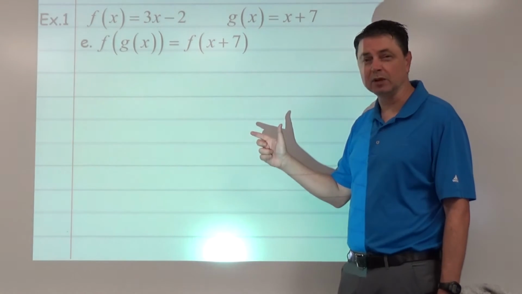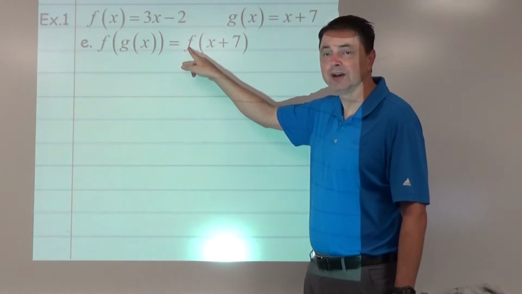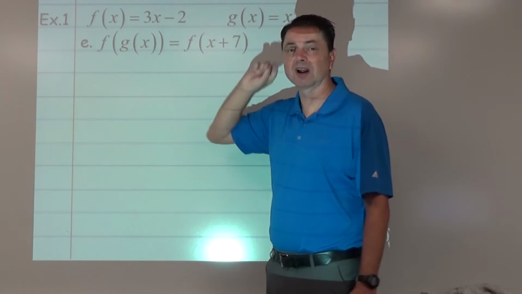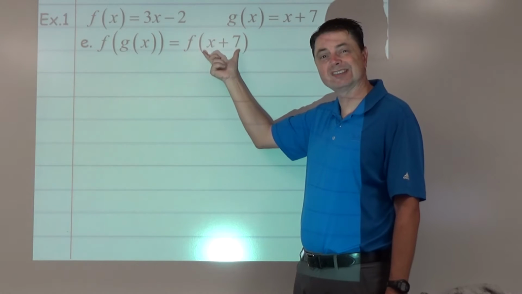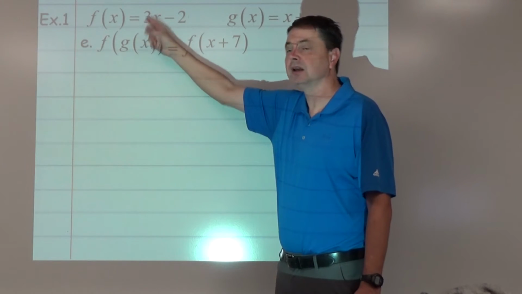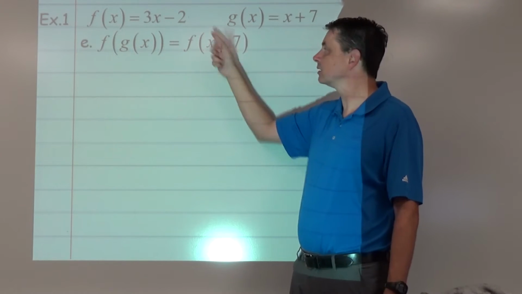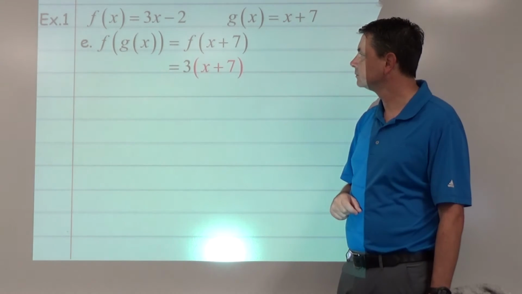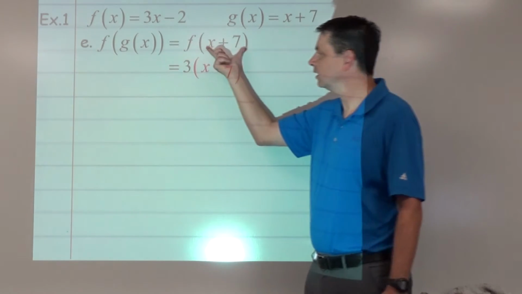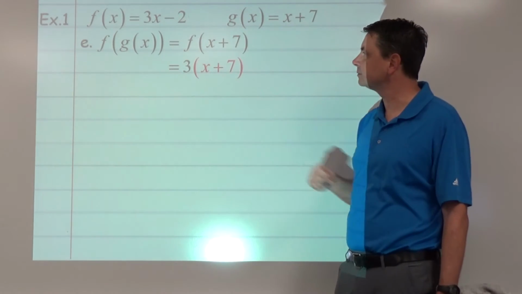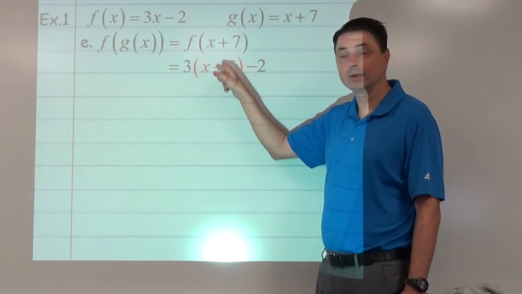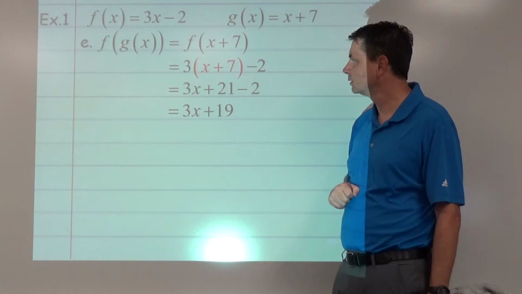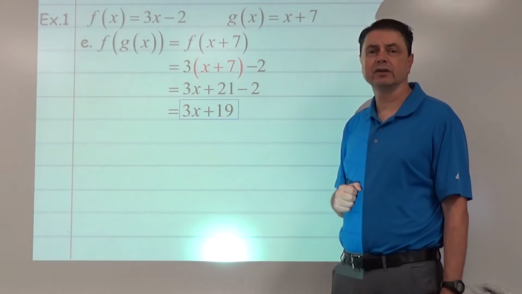We're going to take the x plus 7 and plug it into the f function. So the f function was 3 times x minus 2. Wherever there's an x, we're going to replace it with this. So 3 times this minus 2. So we replaced x with our input of x plus 7. Let's go ahead and simplify, distribute. Combine like terms. There's our composite function.